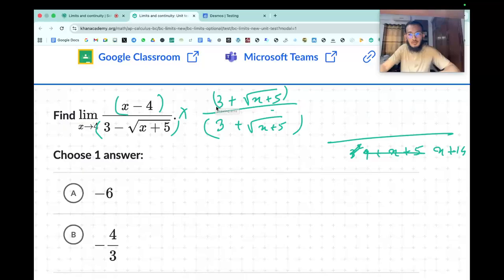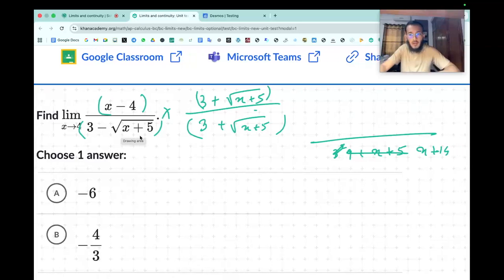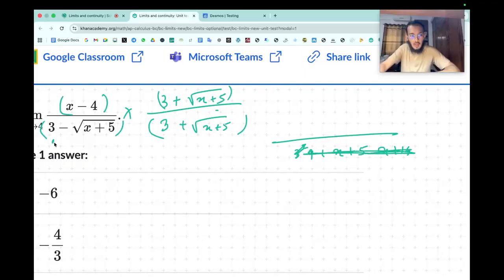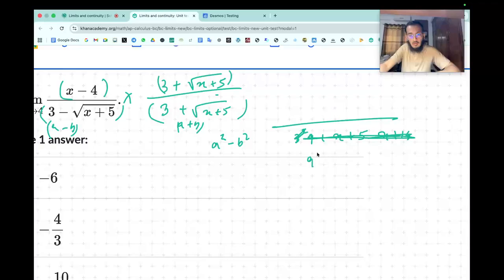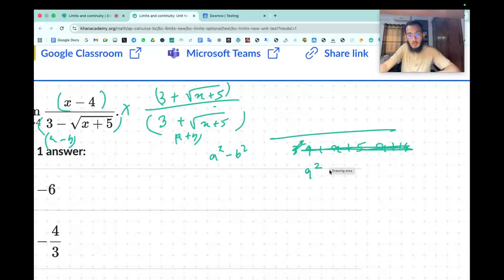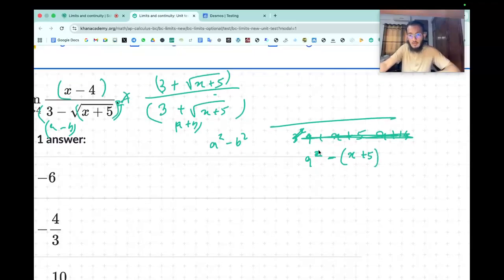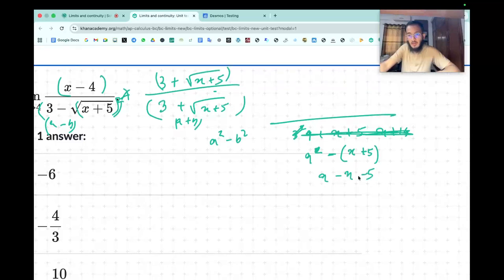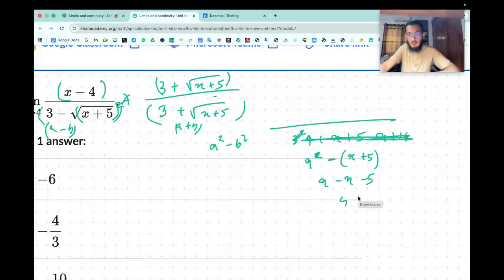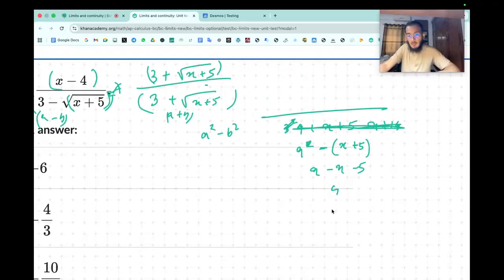What about this? x plus 14 doesn't cancel out x minus 4. This is not correct. A plus b, a minus b gives a squared minus b squared. So 3 squared is 9, minus b squared, which is x plus 5. We had the root, we squared it out, it got cancelled out. So 9 minus x minus 5. So 9 minus 5 is 4 actually. So we are left with minus x plus 4.